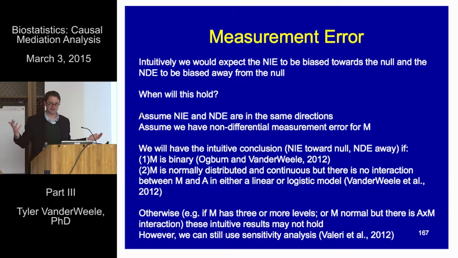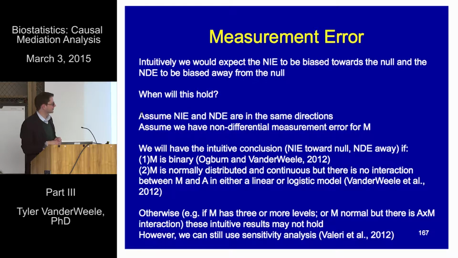So we might ask, when does this hold? And it turns out it holds in many common scenarios, but not all. If the natural direct and indirect effects are in the same direction, and we have non-differential measurement error of the mediator, then that intuitive conclusion will always hold if the mediator is binary, or if the mediator is continuous and normally distributed and there's no exposure-mediator interaction in either a linear or logistic regression model.